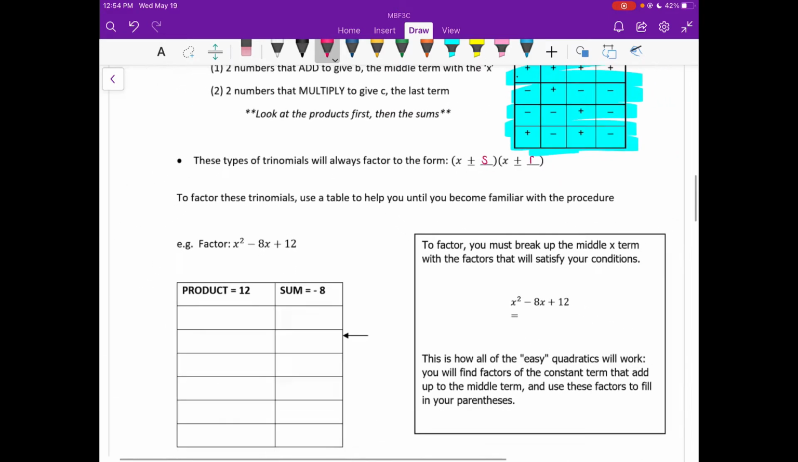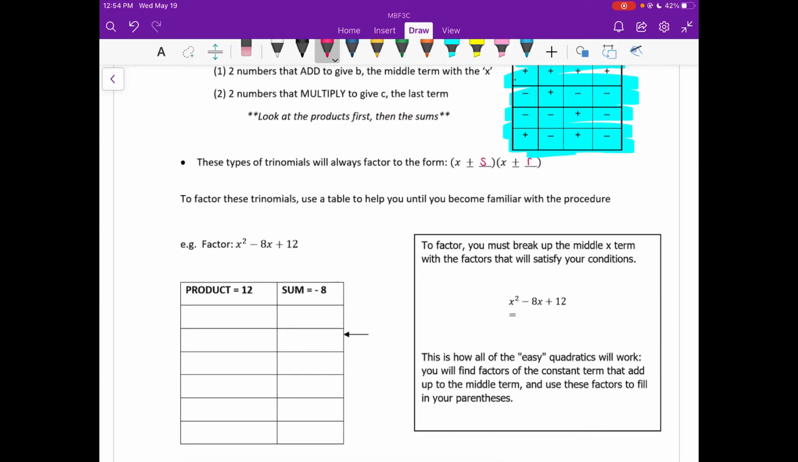I know this seems really complicated, but we're going to go through a few examples, and then it just starts to make sense, right?